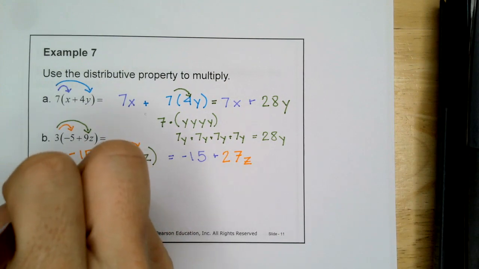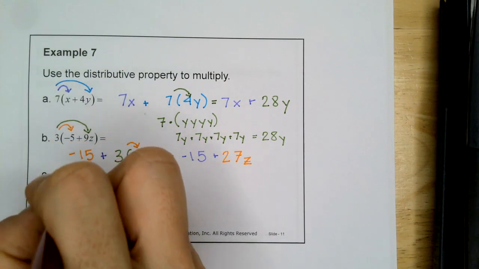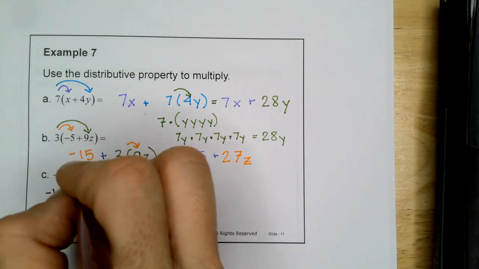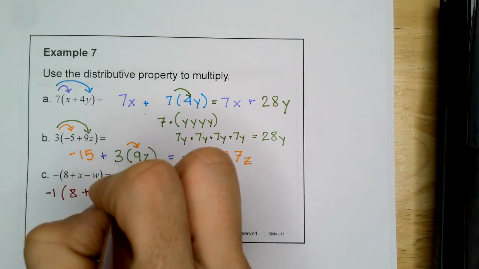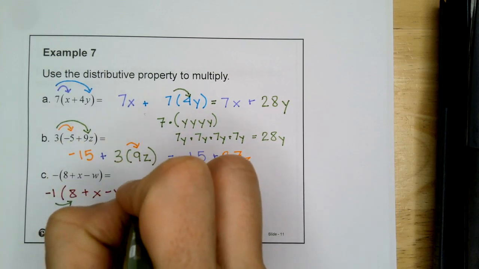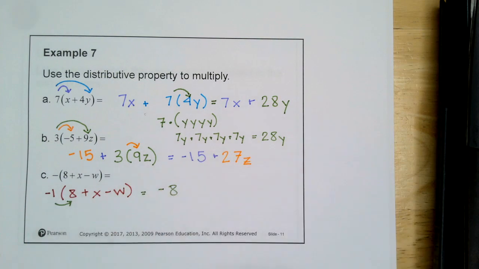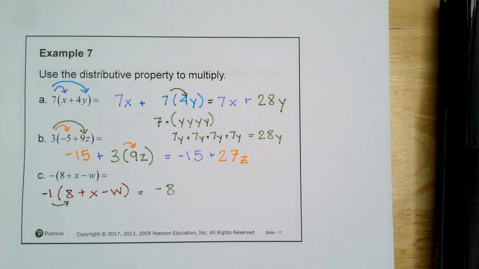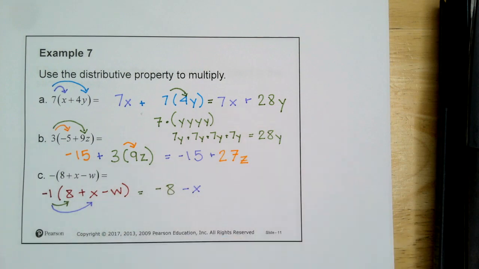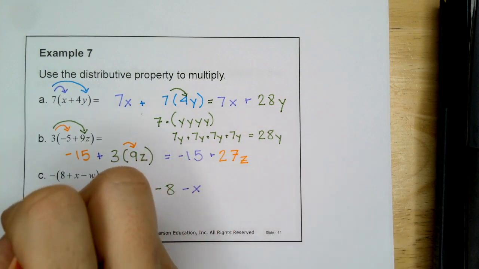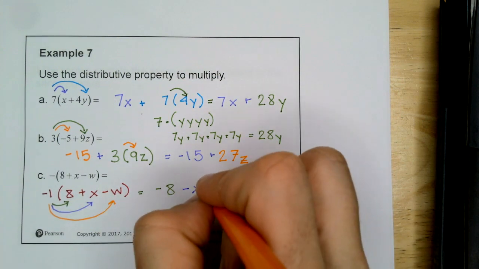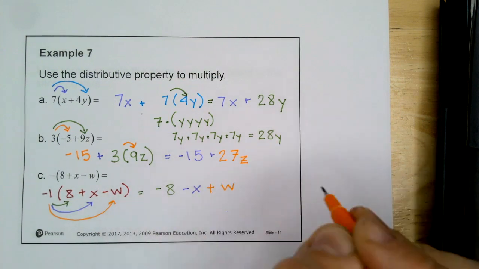The easiest way for me to do this is to think of this as a -1. So it's not -8, negative x, and negative w. It's -1 times 8 becomes -8. -1 times positive x becomes a negative x. -1 times a negative w. If you think about what a negative times a negative does, it makes a positive. So that's now a positive w.